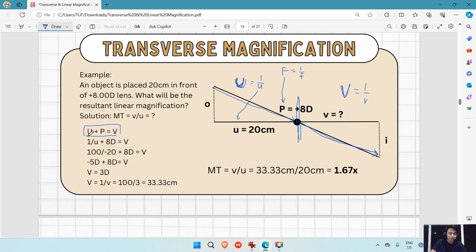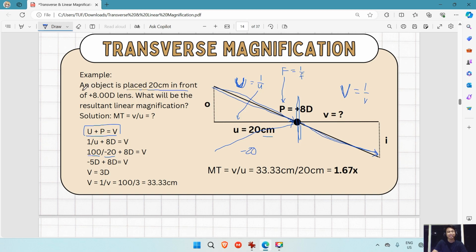So, this is the formula. U plus P is equal to V. So since we don't have the big U value yet, big U is equal to 1 over small u. Since it is in centimeters, it becomes 100 over negative 20. So why did it become negative 20? Because as the example stated, it is placed 20 centimeters in front of the 8D lens. So that means that it has a converging vergence, which signifies the negative value of 20.